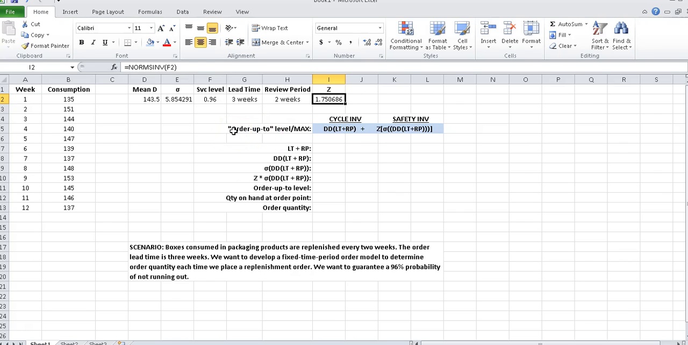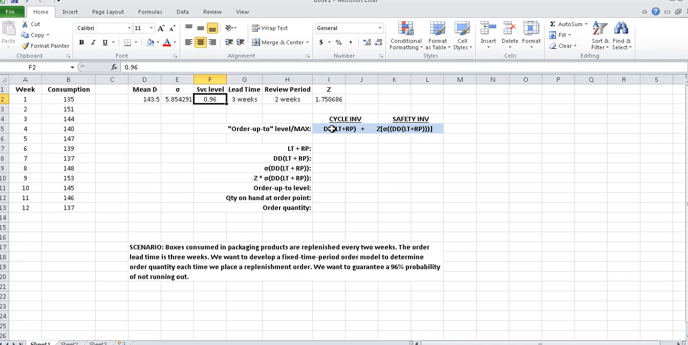Now what we have to do here is determine what I call an order up to level. Some people refer to this as a max. Our order up to level, every time we go to place an order, we're going to order whatever takes us up to this number. And the equation is represented right here. Let's break it into two parts. The first part is cycle inventory. This is the amount of inventory on average we expect to consume over this time period. And the second half of the equation is safety inventory. This is the additional we will add on top of that to guarantee our 96% service level.